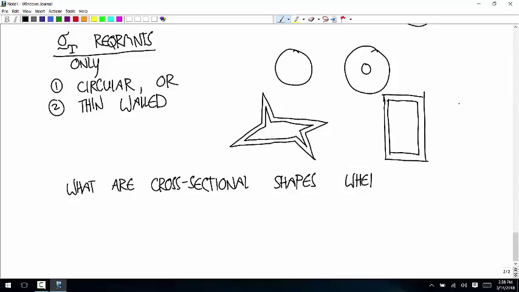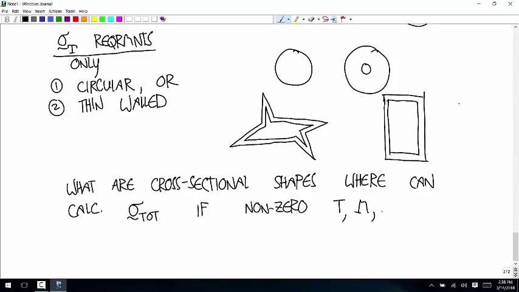Where we can calculate stress if we have non-zero tension, bending moment, shear force, and torque. Okay, so if we only have one or two of these, then you don't have as much of these requirements fighting each other. But what if we have all of those? Are there any shapes where we could do all of those?